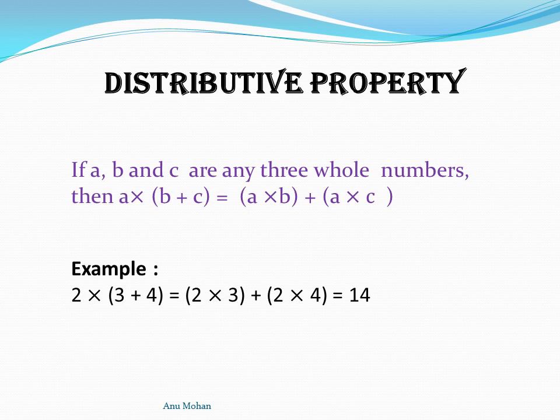So this would be distributive of multiplication over addition, because inside the bracket you have an addition sign and you spread your multiplication sign across that bracket. I have one example, 2 multiplied by the bracket 3 plus 4. Now just remove this bracket and move the multiplication sign across the bracket. It will become 2 multiplied by 3 plus 2 multiplied by 4, and is equal to 14. And in both the cases your answer is 14. So this is your distributive property of multiplication over addition.